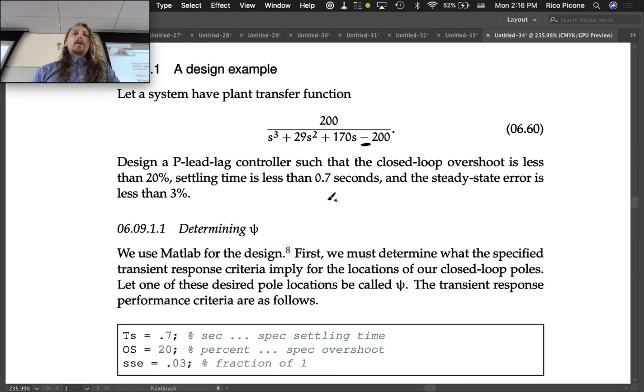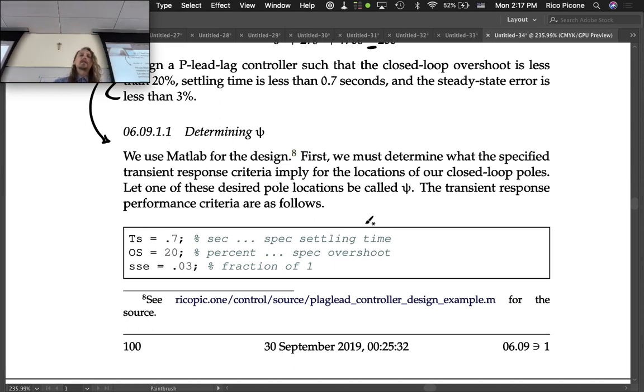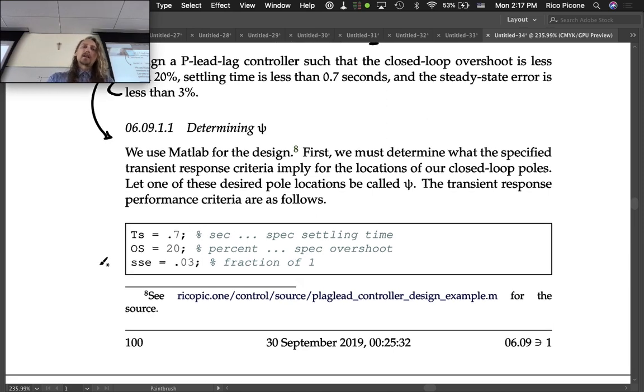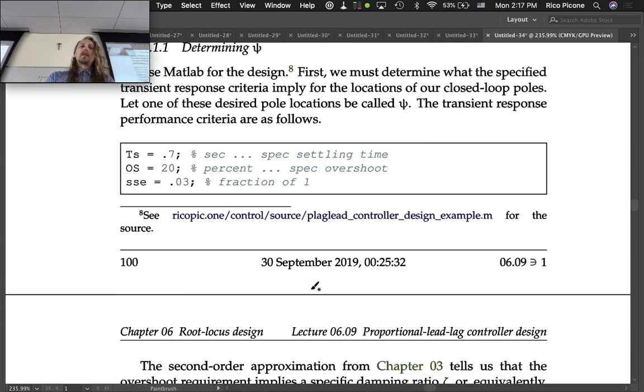First off, we have to determine psi, which is essentially to translate these performance criteria into a location for our dominant closed loop poles to meet our transient response performance requirements. We use MATLAB. First, we must determine what the specified transient response criteria imply for locations for closed loop poles. Let one of these desired pole locations be called psi. The transient response performance criteria are as follows. Settling time 0.7 seconds, percent overshoot 20%. The steady state error 0.03, which is a fraction of 1.